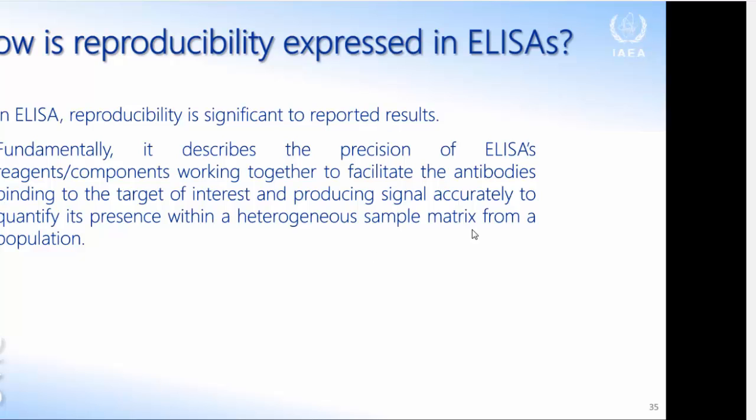And this was about the molecular test. Now, to give an example and comparison of how reproducibility is expressed in ELISAs: in ELISA, the reproducibility is significant to reported results. Why? Because it fundamentally describes the precision of ELISA's reagents and components working together to facilitate the antibodies binding to the target, or the antigen binding to the target of interest, and producing signal accurately to quantify its presence within a heterogeneous sample matrix from a population.